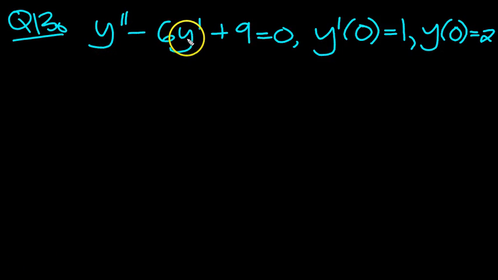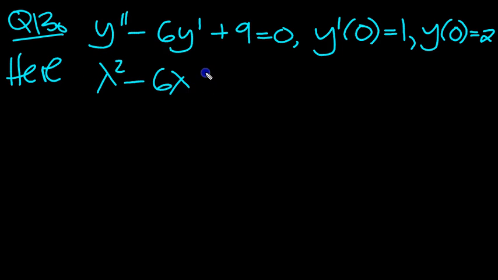y double dashed minus 6y dashed plus 9 equals 0, with the initial conditions y dash 0 equals 1 and y 0 equals 2. So let's write down the auxiliary equation then: lambda squared minus 6 lambda plus 9 equals 0.